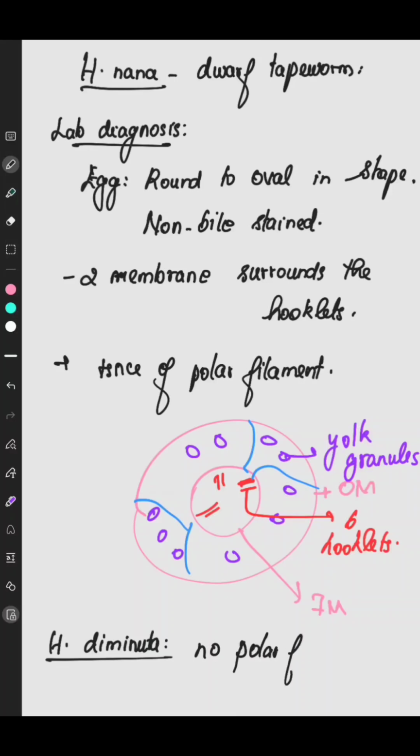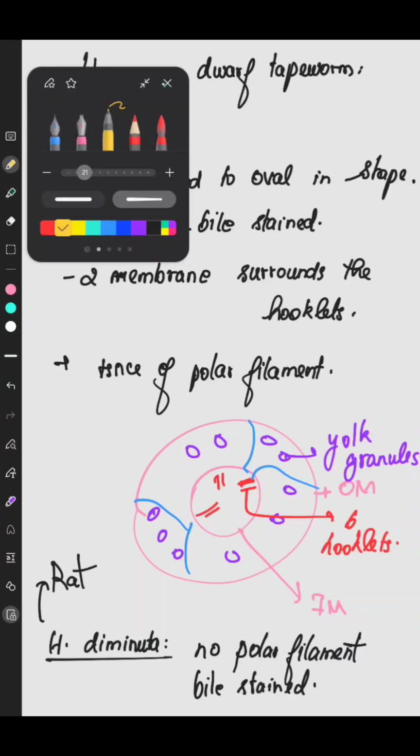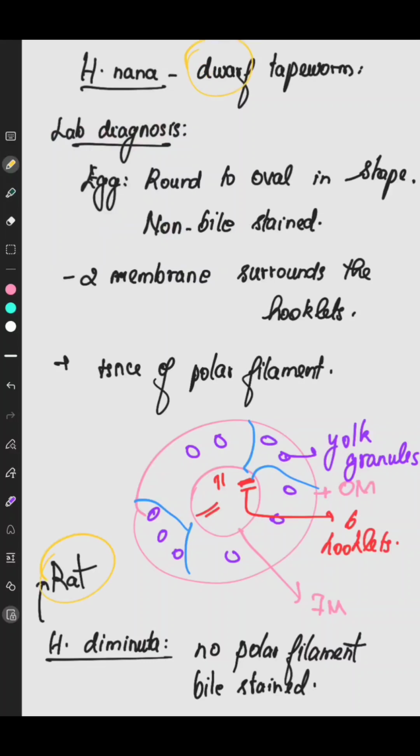And then another species called Hymenolepis diminuta, which is also known as rat tapeworm. There will be no polar filament present and the eggs will be bile stained. Hymenolepis nana is known as dwarf tapeworm, whereas Hymenolepis diminuta is known as rat tapeworm. Totally opposite: in Hymenolepis nana, there will be presence of polar filament and non-bile stained egg, whereas here no polar filament and the eggs will be bile stained. I think Hymenolepis nana laboratory diagnosis is clear to you guys.